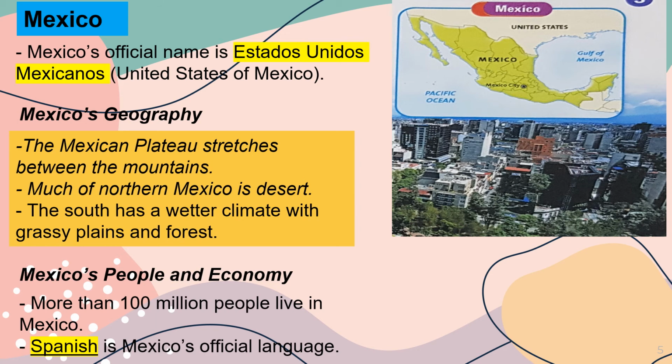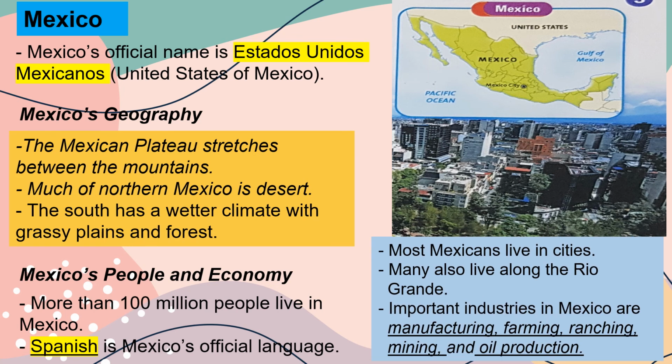And let me share this with you, grade 4, that Mexico was a colony of Spain for about 300 years. So during that time, many Spanish colonists married Native Americans in Mexico, and people with this mixed Spanish and Indian heritage were called mestizos. And today, most Mexicans have a mestizo background. Most Mexicans live in cities such as Mexico City, and some of them also live along the Rio Grande. Then important industries in Mexico include manufacturing, farming, ranching, mining, and oil production.